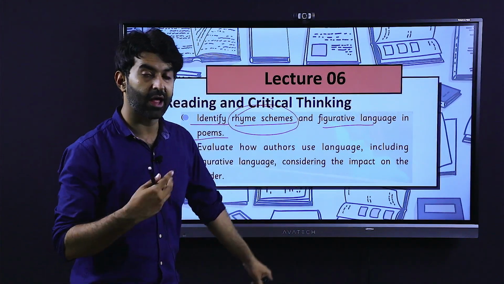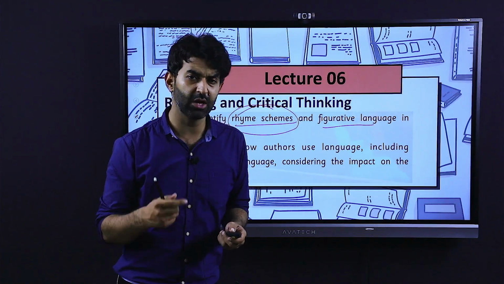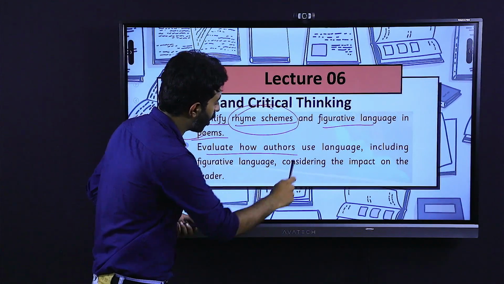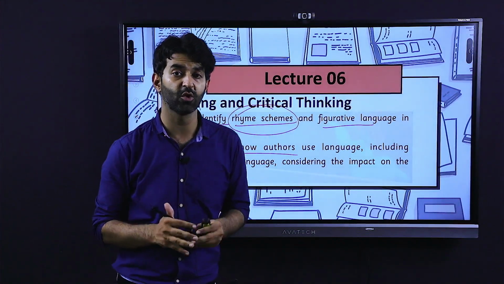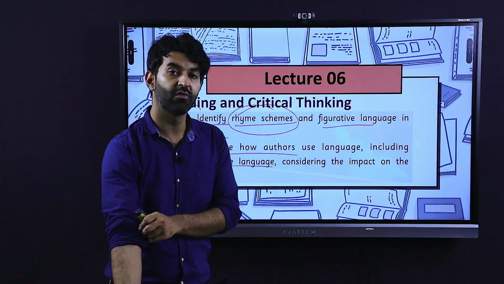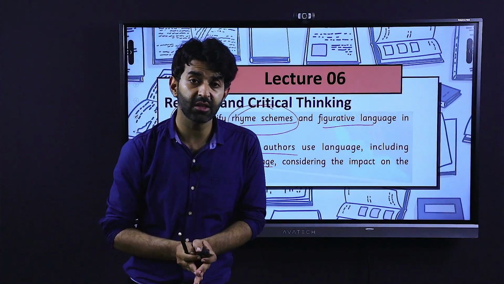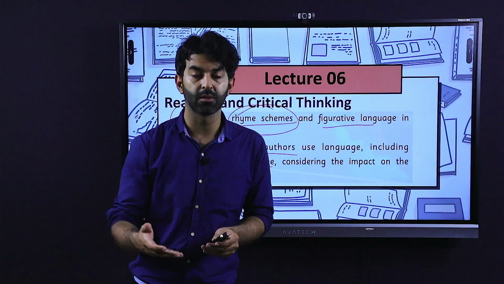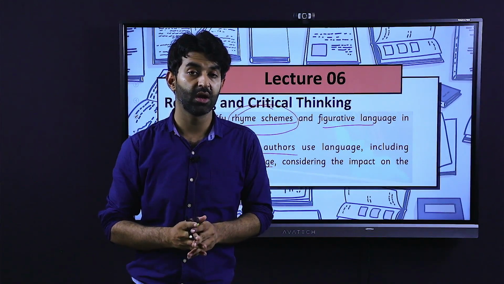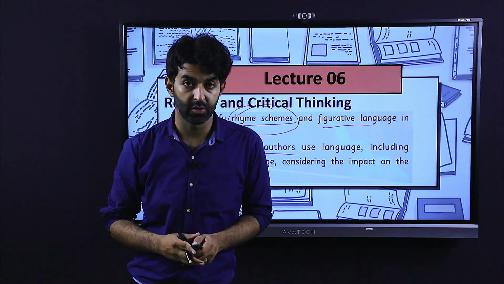and the figurative language, the beautification, the language that we use to beautify the poems. We need to see that also. After that, we will be evaluating how authors use language in such kinds of text. They use figurative language. It is different from normal language. We will talk about it, and we will be seeing how that figurative language impacts the reader. It leaves a long lasting and a very good effect on the reader. So we will see how those figurative literary devices work, and how they leave an impact on the reader.